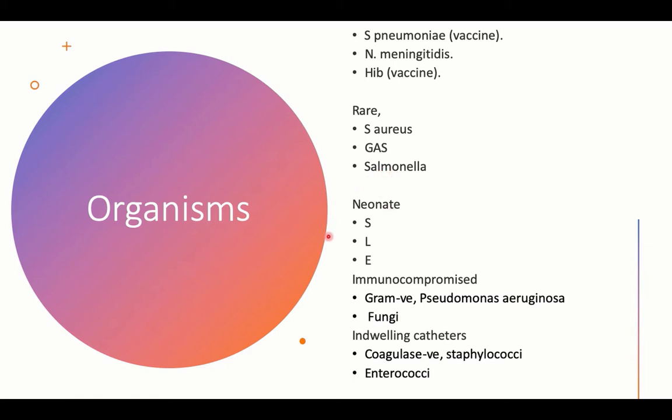In the neonatal period, the most common organisms implicated are usually group B streptococci, GBS, Listeria, and E. coli. In immunocompromised patients, usually fungi can be implicated. Gram-negative organisms like Pseudomonas aeruginosa are usually found. In a child who has indwelling catheters during the course of PICU admission, for example, coagulase negative staph should be suspected first, and enterococci.